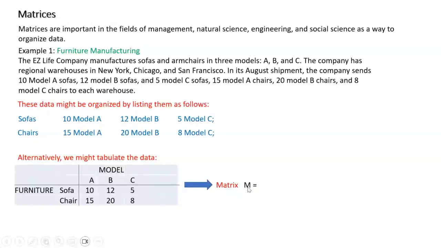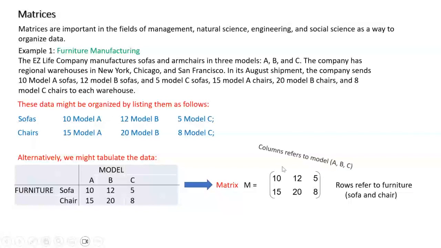Okay, let's call this matrix A. Matrix M for the model. And here we go. That's in matrix form. The rows refer to the furniture, which is the sofas and the chairs, and the columns are the models A, B, and C. Okay, so for this chapter, it is going to be as a matrix. This is an example of matrices in the real life world.